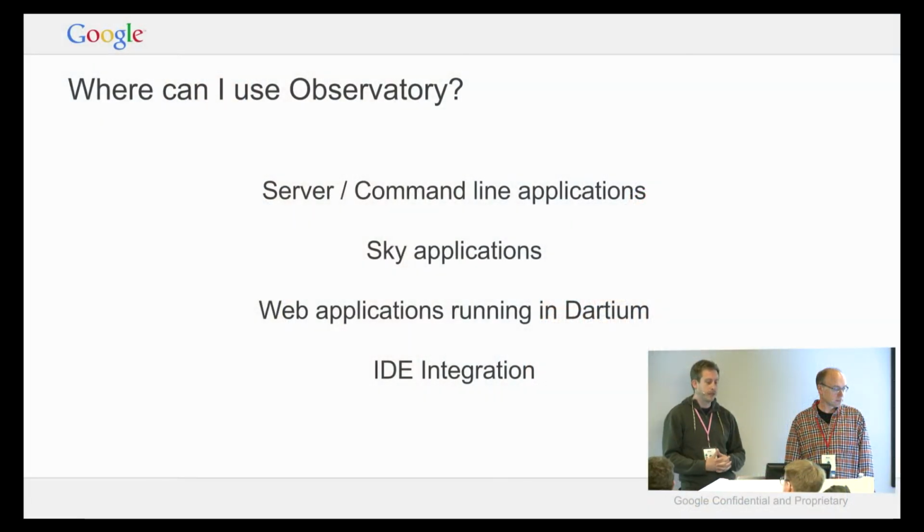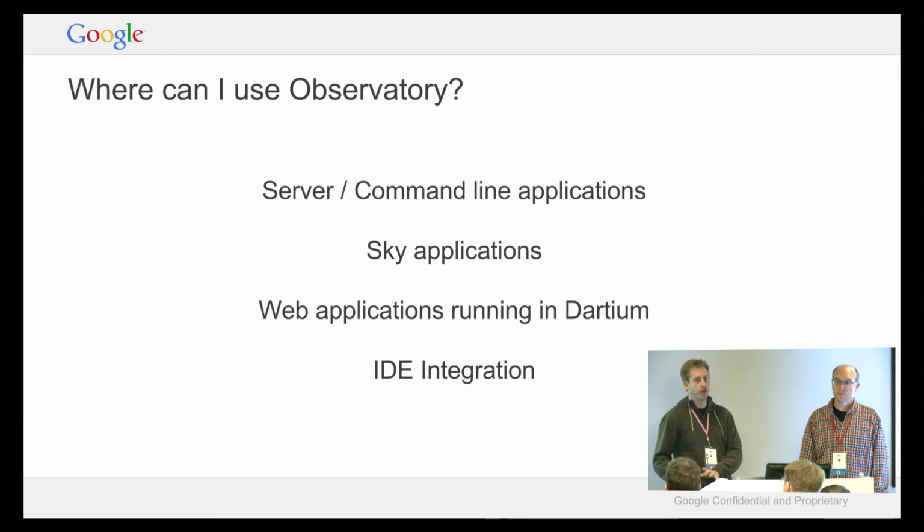So where can you use Observatory? Well, we've already said this many times, but Observatory is available everywhere where the VM is. So you can use it for server and command line applications, for developing Sky applications, which you'll hear about tomorrow, and for any web applications running in Dartium. And we're also integrating with IDEs like Sublime, Dart Editor, and WebStorm so that there are buttons to launch and connect to Observatory for the running program.